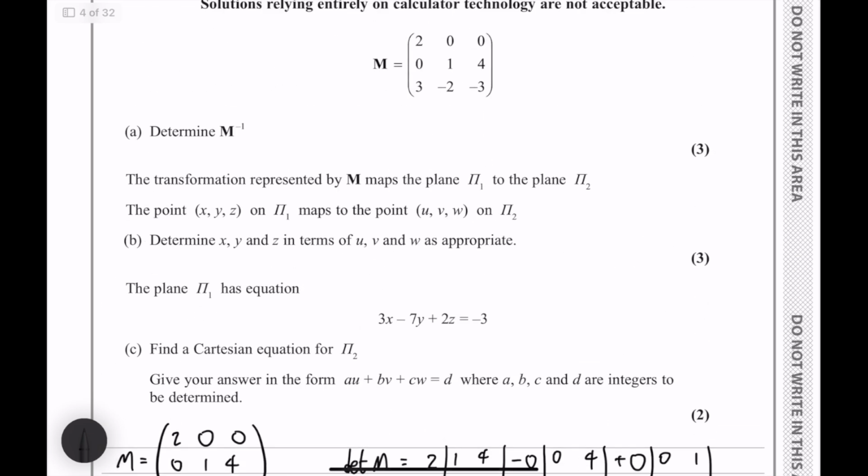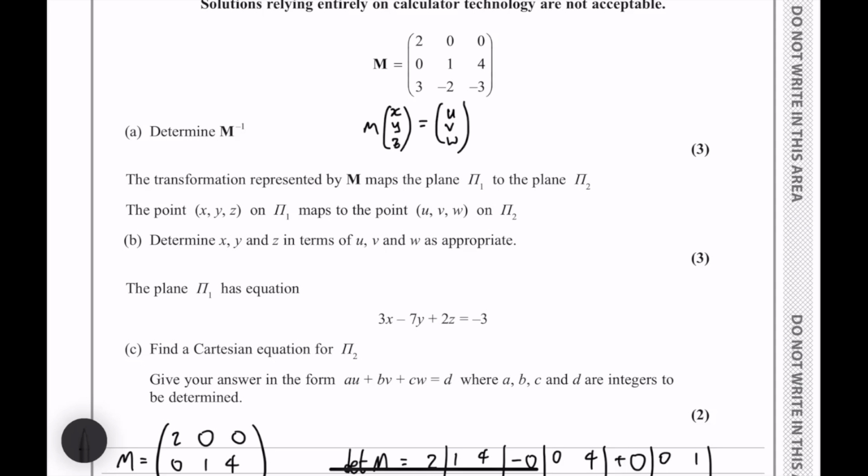Now it says the transformation represented by M maps the plane pi1 to plane pi2. The point xyz on pi1 maps to the point uvw on pi2. So if we've got xyz, applying M on that gives me uvw. Determine xyz in terms of uvw.